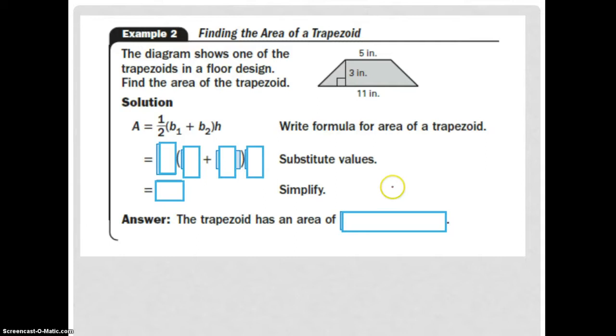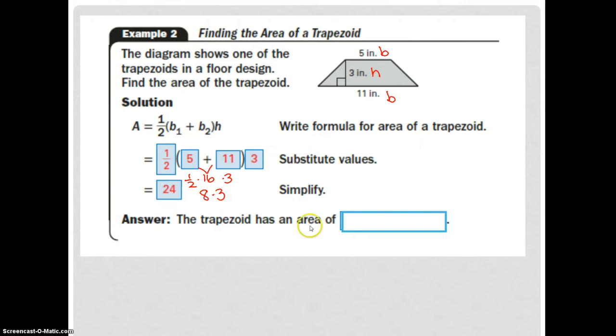The diagram shows one of the trapezoids in a floor design. Find the area of the trapezoid. Plug in what you know into the formula. Remember, the bases are the parallel lines, and this is the height. Again, it doesn't matter which order you put the bases in, as long as you understand that there's 2 separate bases. Add in the parentheses first, and then you can multiply straight across. 16 times a half is 8. 8 times 3 is 24.